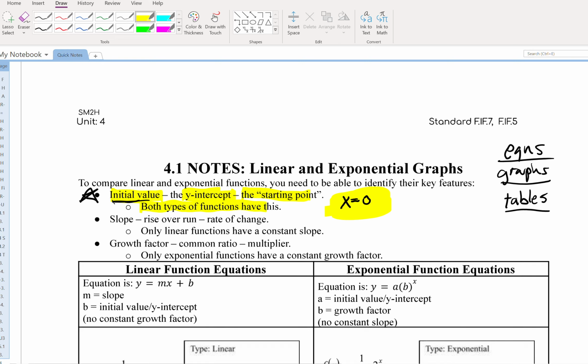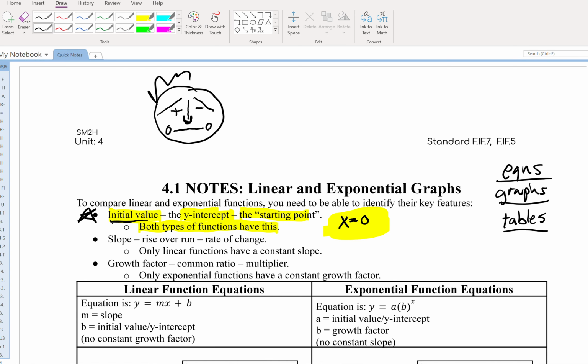And then both types of functions have this. The slope, rise over run, rate of change. Just really briefly, if this is going up to the right, that's positive. Going down to the right, that's negative. If it's perfectly horizontal, that's a 0 slope. And if it's perfectly vertical, that is a slope that is undefined. So we use that U for undefined. And this is then slope man. So we might call that slope man.